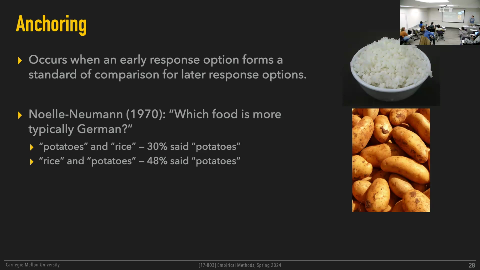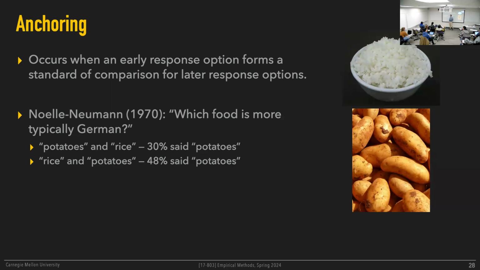Can you elaborate on why they suppose they saw this effect? I'm not sure I understand what the standard of comparison part of this definition is. Yeah, so potatoes acts as an anchor here because it's presented earlier, or rice in the second condition. And somehow this forces people to overestimate the likelihood of the thing that comes after it because they've been primed by the thing that came before it.